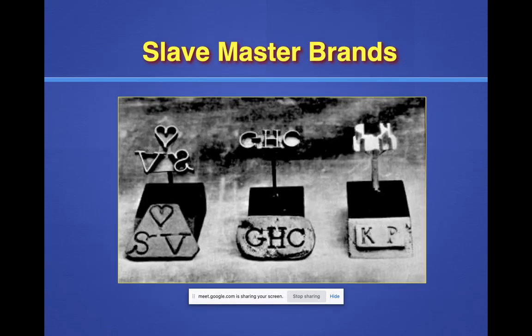They used branding of the slaves in order to ensure that if the slave ran away, they could be returned, or to make sure other people knew who the slave belonged to.